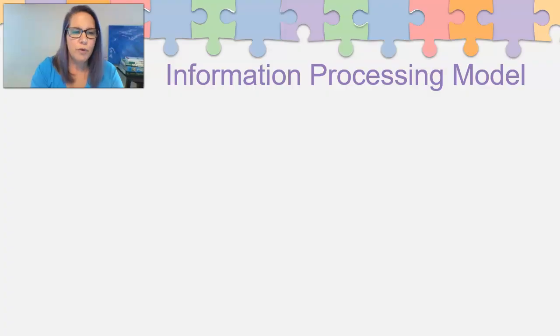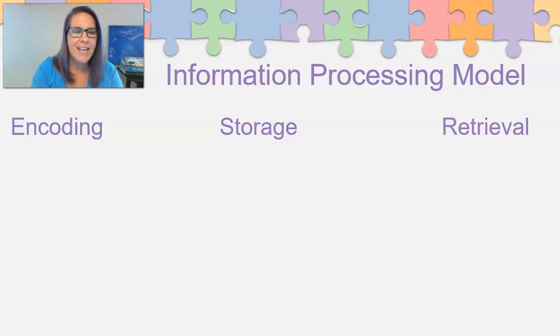So the first thing to know about memory is this information processing model. And this is the big thing that we are going to focus on when we're talking about memory here. The first part of the information processing model is encoding, how we get the information into our brains. Next is storage. How do we keep it there? And then the last part is retrieval. How do we get it out when we need to get it out?